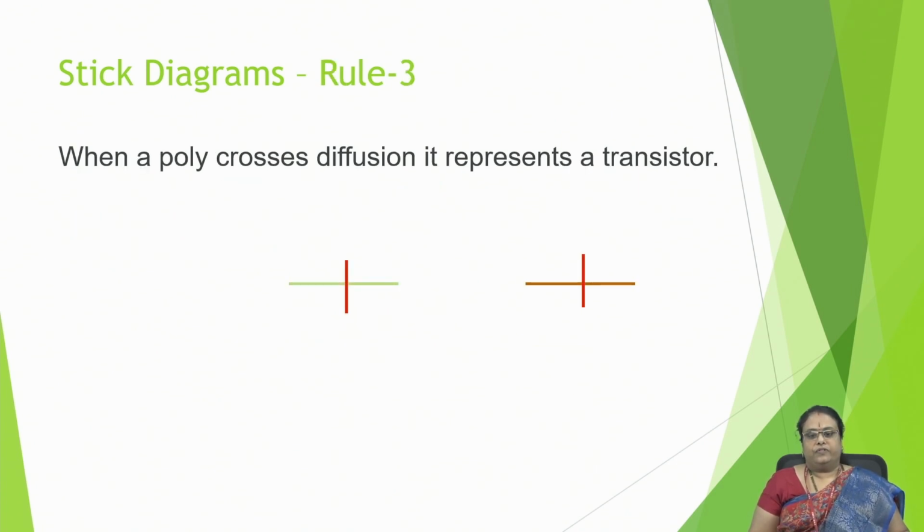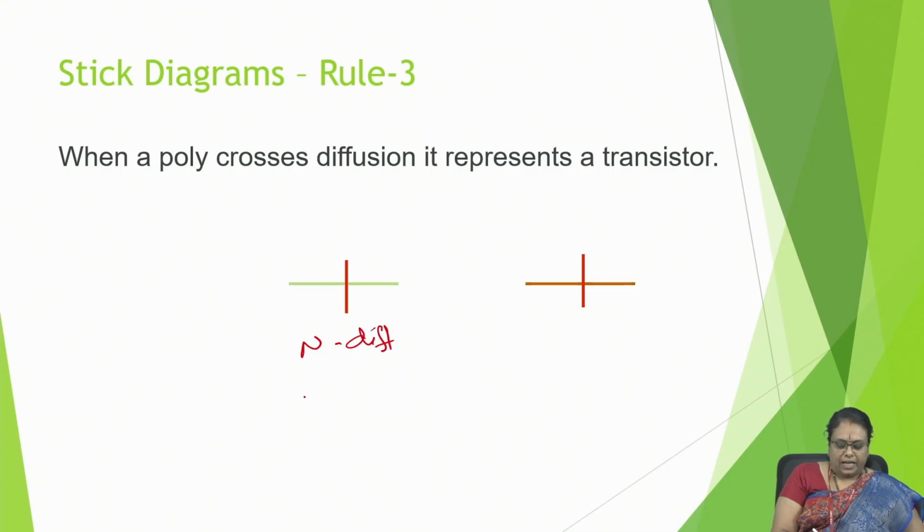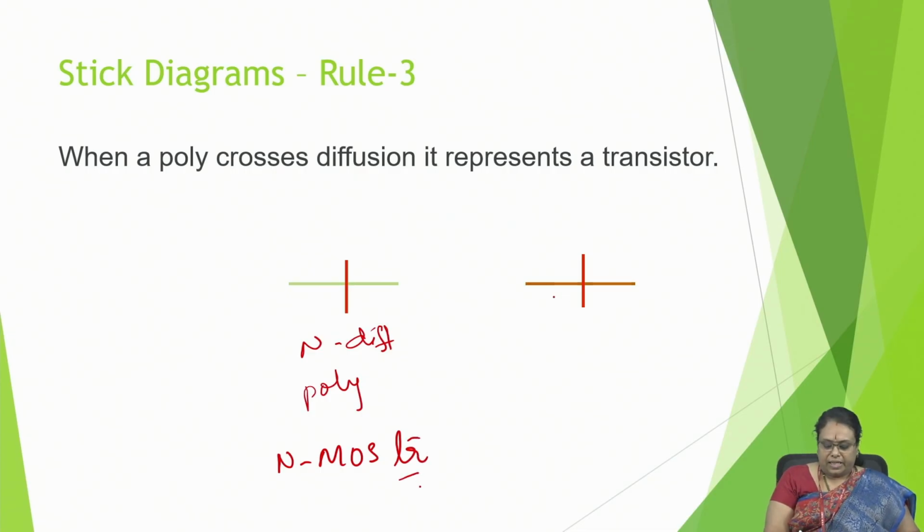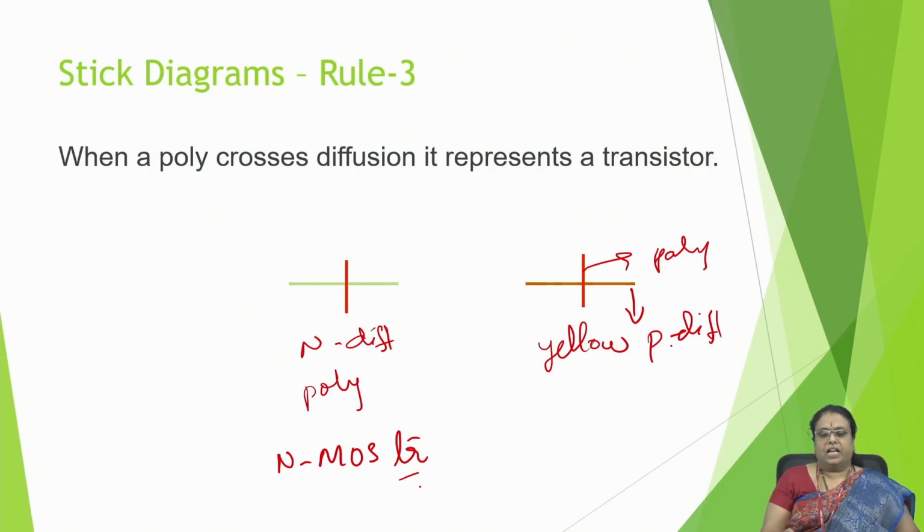Then rule 3. When poly crosses diffusion, it represents a transistor. Here, N diffusion is green, and poly crosses it, not touching but crossing. When N diffusion and poly cross each other, it is an NMOS transistor. Similarly, this is yellow, which represents P diffusion, and this is poly. When P diffusion and poly cross each other, this is called a PMOS transistor.